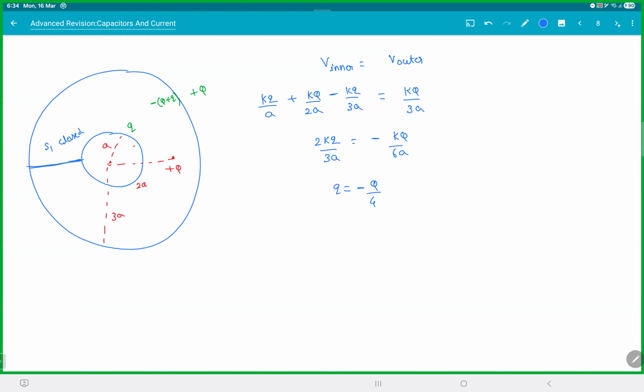But this still didn't answer our question. We need to find the heat produced. So how do we do that? So the idea is this. So this is the situation after a long time.